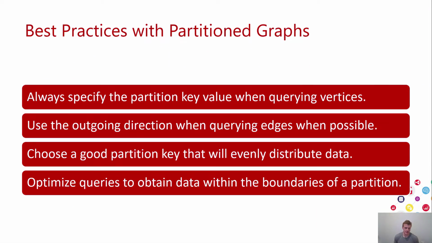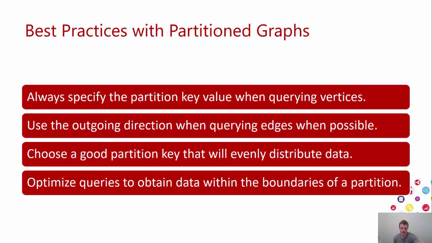So some best practices when using partition graphs: always specify the partition key value when querying a vertex. Getting a vertex from a known partition is a way to really achieve that high performance, and then all subsequent operations will be scoped to that partition, since our edges contain a reference ID and partition key to the target vertices when we perform our queries.